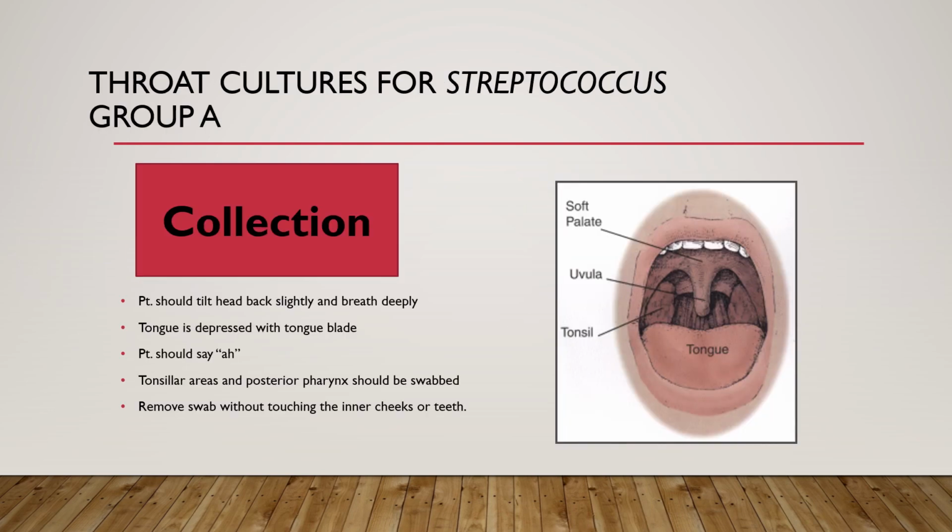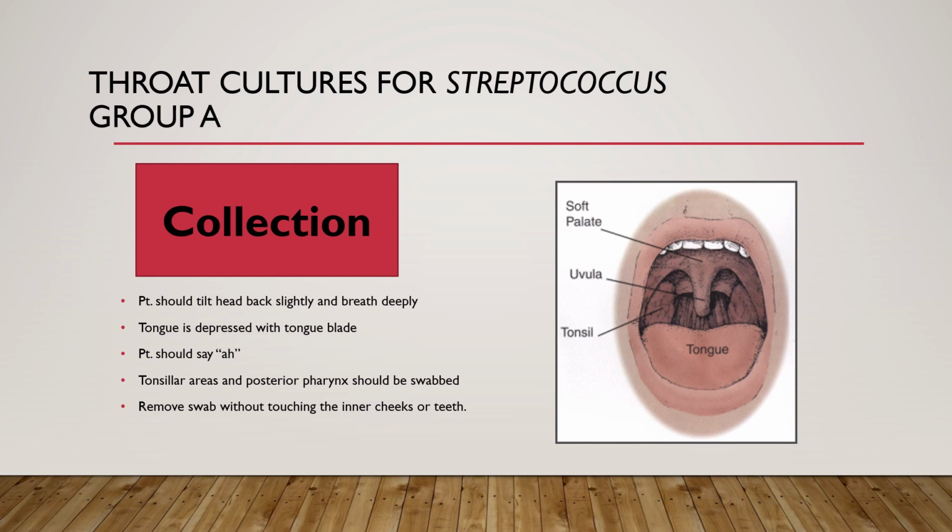The second pathogen of the respiratory tract that I want to talk about is Streptococcus pyogenes, which is also known as Streptococcus group A. Unfortunately, we're probably all too familiar with strep throat, and that is primarily the disease that Streptococcus pyogenes causes. There is a correct way to collect this patient sample.